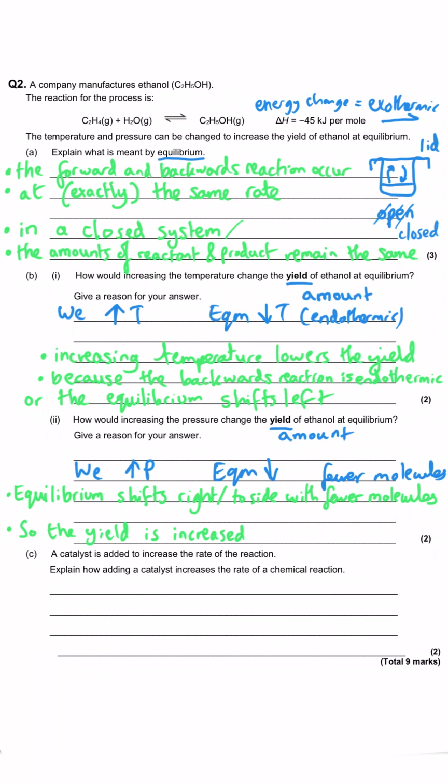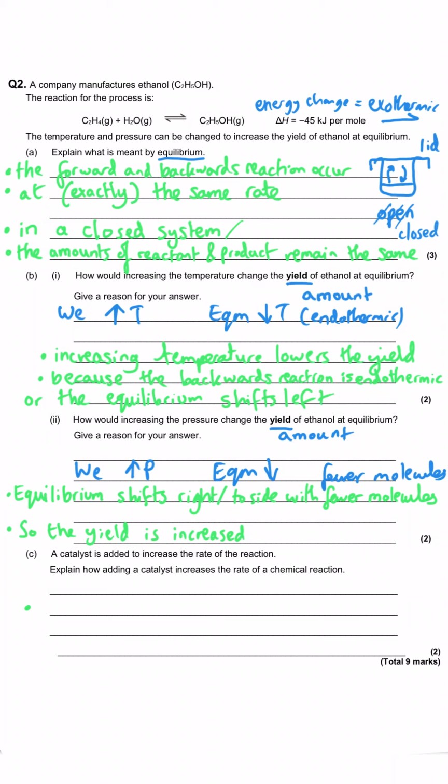If you don't want to say fewer molecules of gas, you could actually say 2 molecules of gas on the left-hand side, but there's only 1 on the right-hand side, so you could actually give the specific number. Either way is fine. And then this final question asks how catalysts increase the rate of a chemical reaction.